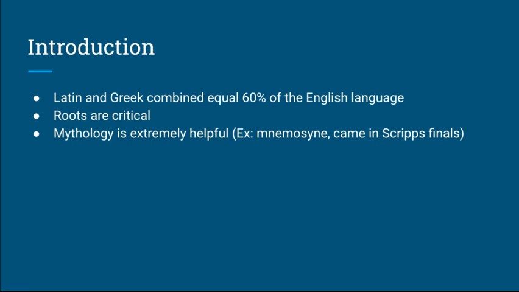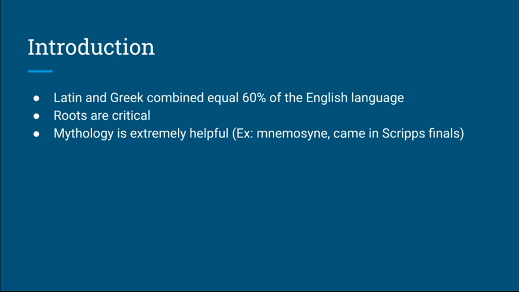The Greek language is extremely important when studying for spelling bees because of the vast number of words that Greek includes. In fact, Latin and Greek combined equals 60% of the English language, which is an extremely large number for bee officials to choose words from. Also, roots are extremely critical when studying Greek because a lot of the Greek words share the same language roots. So knowing roots of one word can help you identify the meaning and spelling of others.